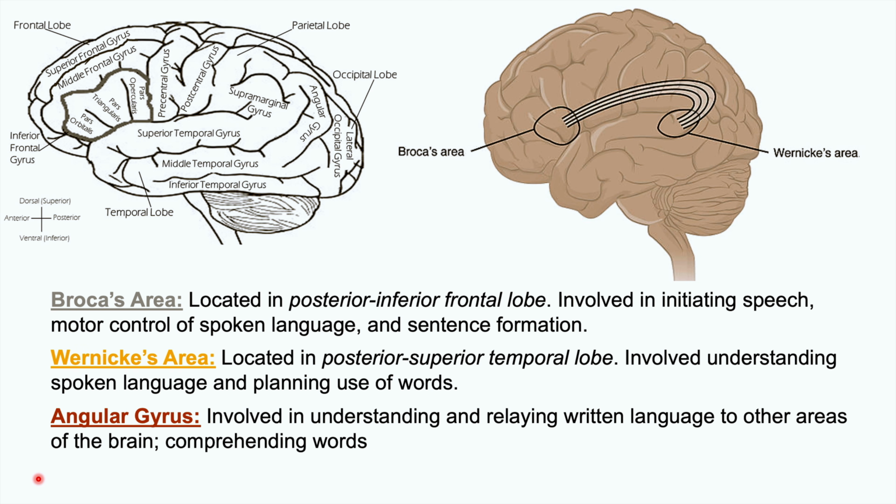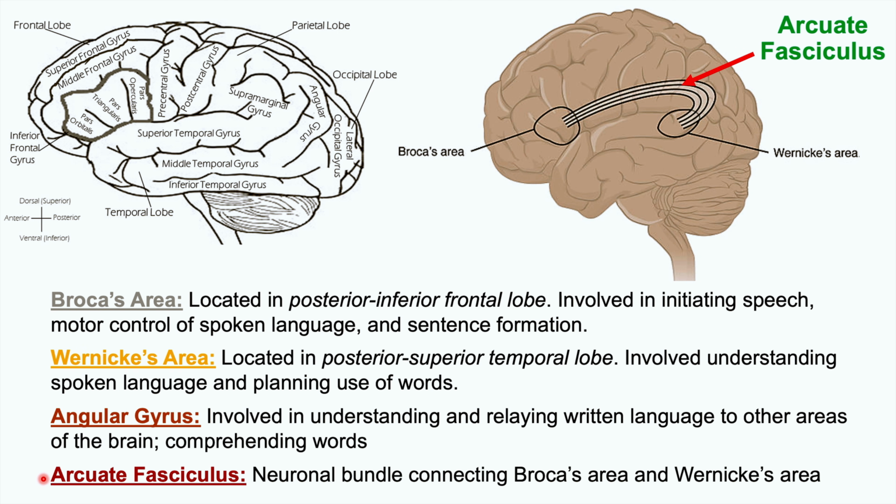And another very important structure for language is the arcuate fasciculus. So the arcuate fasciculus is going to be a neuronal bundle or connection that connects Broca's area and Wernicke's area. So connects Wernicke's area and Broca's area. So these are the structures of the brain that are impacted in various types of aphasia.